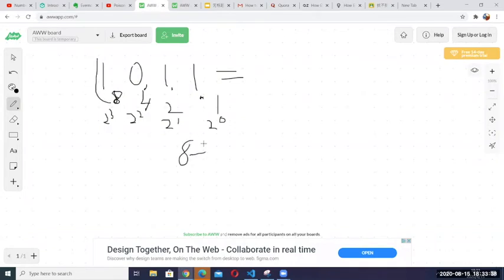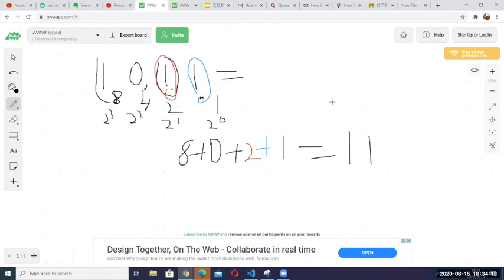8 plus 0. Since this digit is 0, we don't count it. So it's 8 plus 0. And for this digit, I'm going to use a different color. Since this is the second digit, and it's 1, that means we have it. So it's plus 2. And for the first digit, since it has 1, that means we have it. It's just 1. 8 plus 2 plus 1. Right, 11. Somebody said 11? Correct.